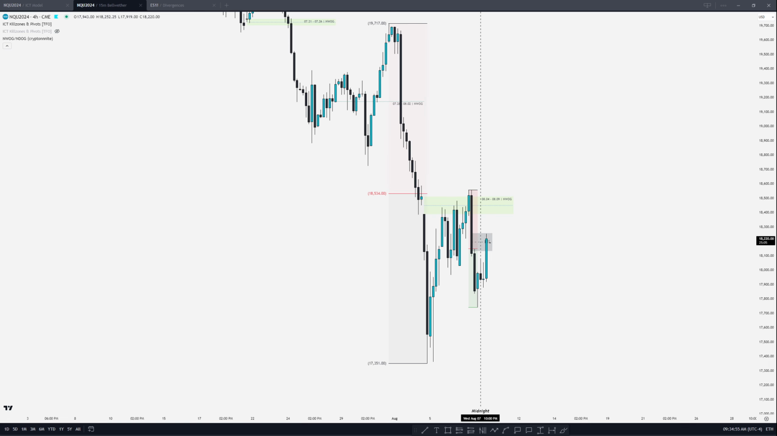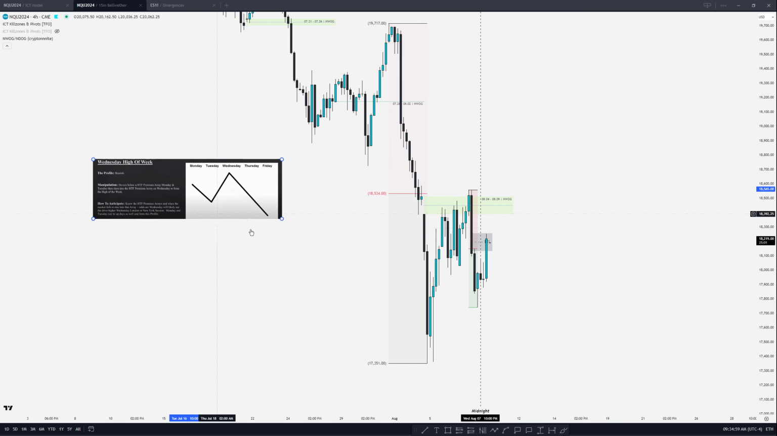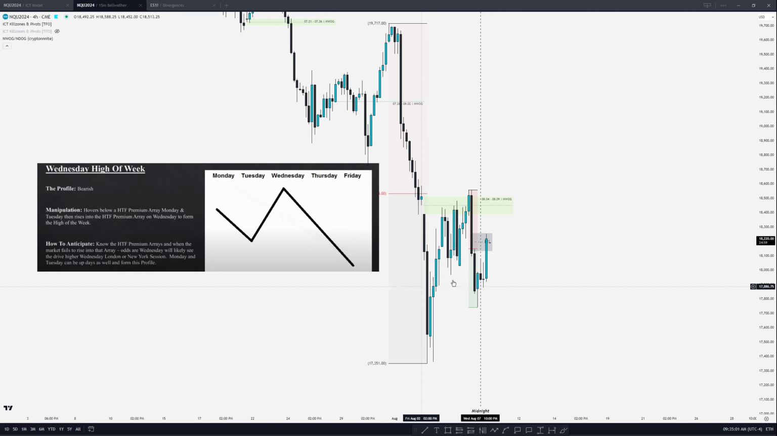I can pull it up here. This is what I sent out on Sunday. This was a Wednesday high week where we dropped on Monday, which we got. Tuesday to Wednesday expansion, New York reversal. I told you when we're looking for that market reversal, it's going to be between Tuesday on London session and Wednesday on New York session. And we got it right in New York.